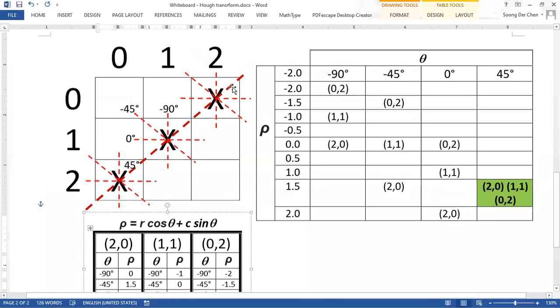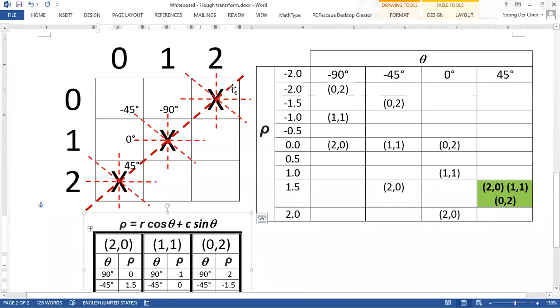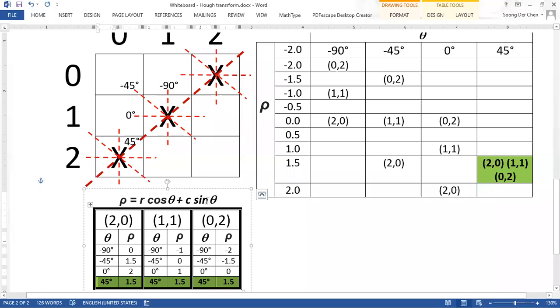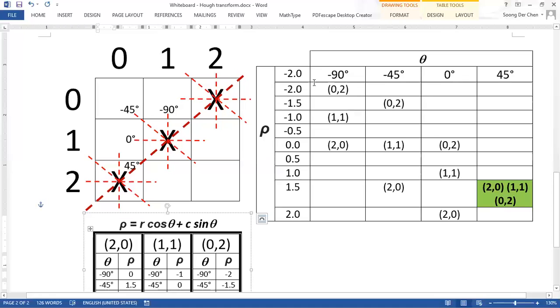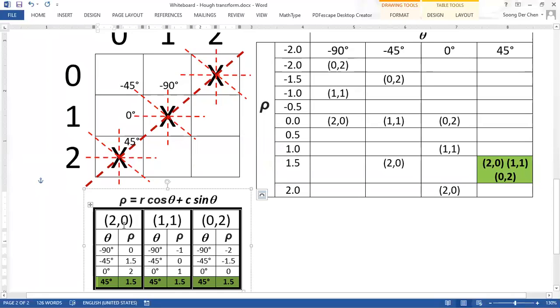Are you following? Yes, sir. All right. What we usually do is, for each of the edge points, we list all the lines with different orientations which pass through them, and then we compile them in a big table like this. So we have negative 90, 0.